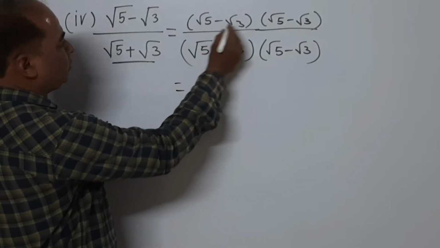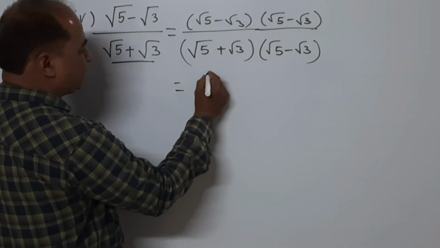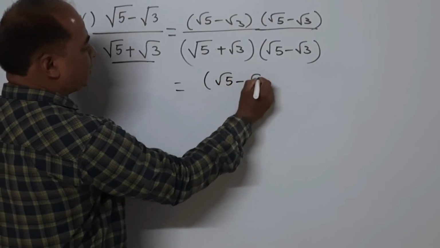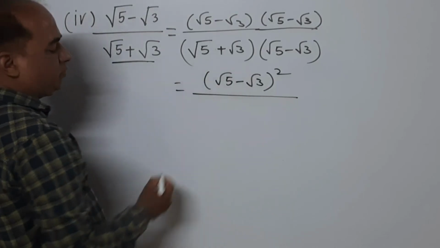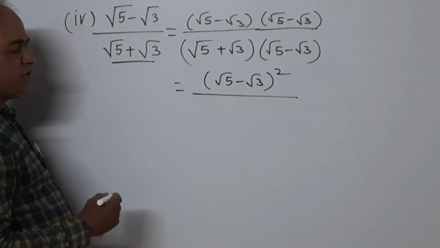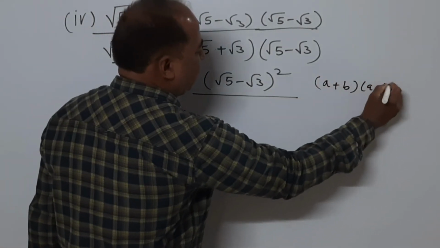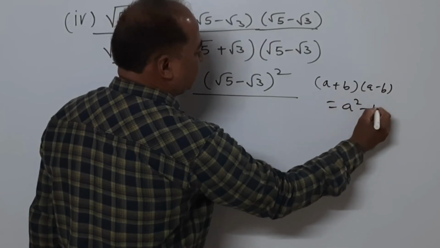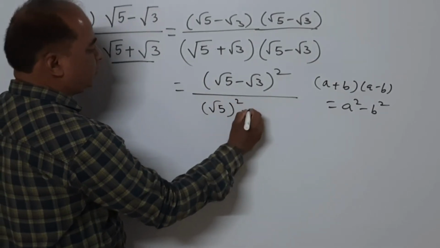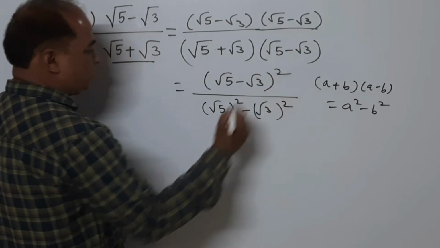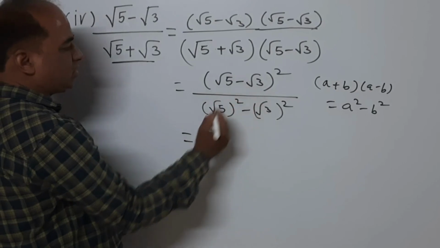So here the numerator is root 5 minus root 3 into root 5 minus root 3, so the bracket is coming 2 times. So we can write here root 5 minus root 3 bracket square upon here root 5 plus root 3 and root 5 minus root 3. So a plus b and a minus b, a plus b into a minus b is equal to a square minus b square. So we get here root 5 square minus root 3 square, which is equal to, now expanding the numerator, a minus b bracket square.